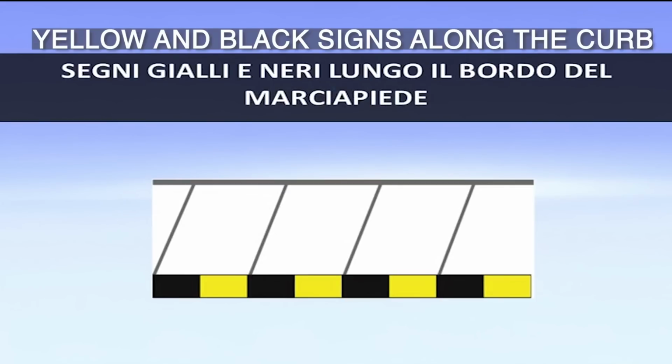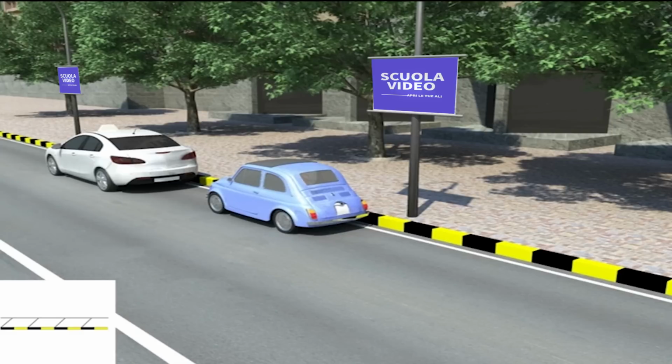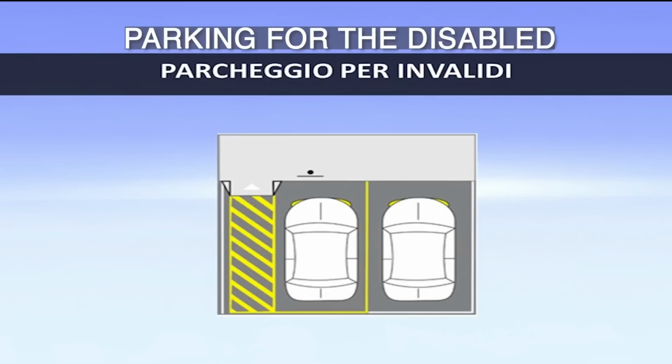Yellow and black signs along the curb. The yellow and black signs painted on the vertical edge of the pavement indicate that it is not possible to park on that side of the road. All vehicles, including taxis. Disabled parking: stopping is allowed.